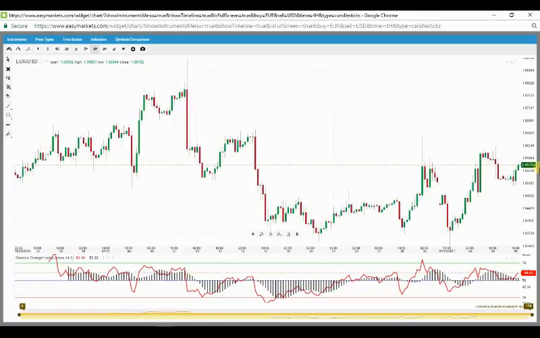So I'm just going to show you guys a quick recap here, and you'll get to see exactly how the RSI works. And that's it for the relative strength index.